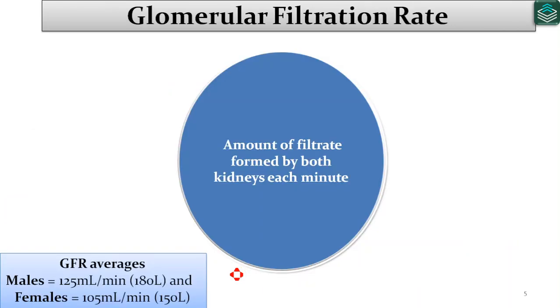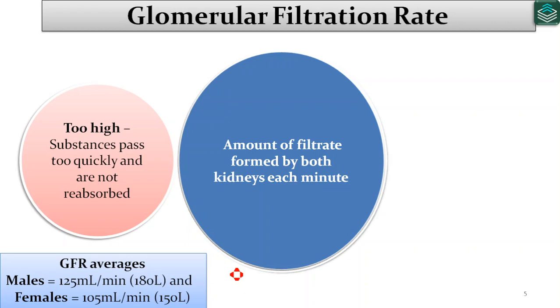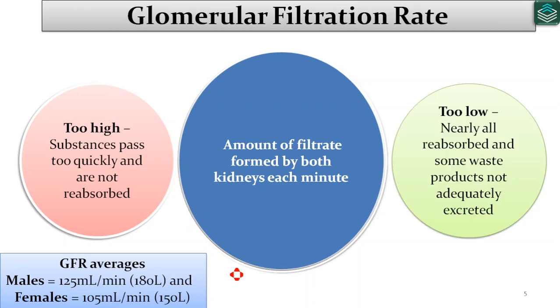The amount of filtrate formed by both kidneys each minute is called the glomerular filtration rate. If this rate is too high, substances pass too quickly and are not reabsorbed, and if it is too low, nearly all is reabsorbed and some waste products are not adequately excreted. GFR in males is 125 ml per minute, that is 180 liters per day, and in females it is about 105 ml per minute, that is about 150 liters.